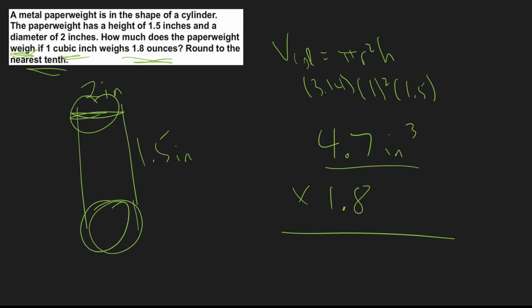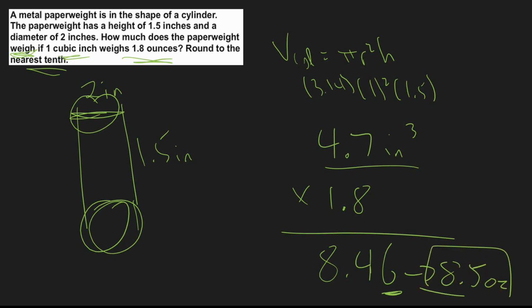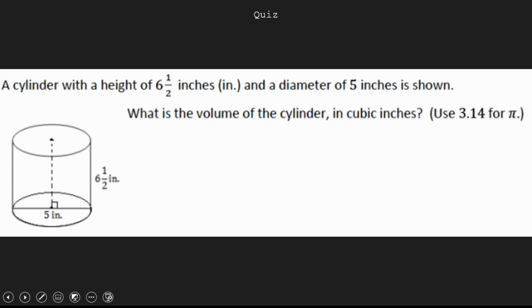So basically what I have is 4.7 times 1.8. That's going to give me 8.46. But again, now I'm going to have to round up because that 6 is 5 or greater. So this is going to be 8.5, and that's going to be ounces. So OZ stands for ounces. So that's how much it weighs. So this would be the volume, 4.7 cubic inches, but after I multiply, I know that that's how big it is, but down here, that's how much it's going to weigh, which is what I need to do.